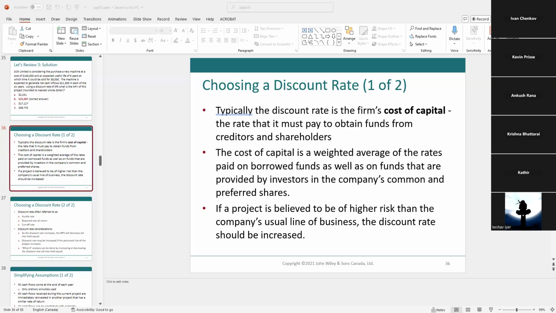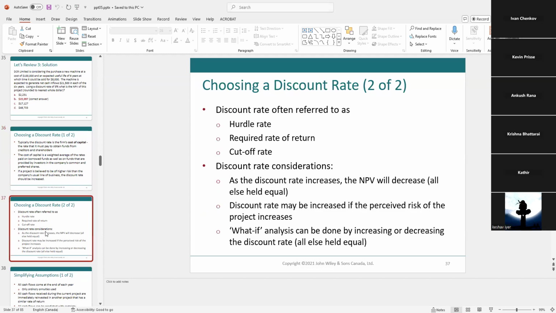So the cost of the capital is the weighted average rate of paying the borrowing. And now if the project is believed to be high risk, then the company's discount rate should be increased. If I increase the discount rate, that makes the project riskier, so I expect more return. More risk, more return. So then I have to adjust the discount rate. The discount rate is also called the hurdle rate, the required rate of return, or the cutoff rate. Cutoff rate because if you don't meet that percentage, the project is going to be cut off.